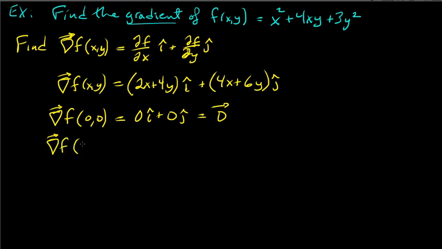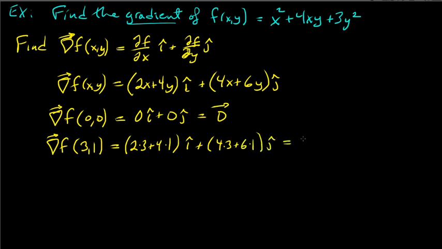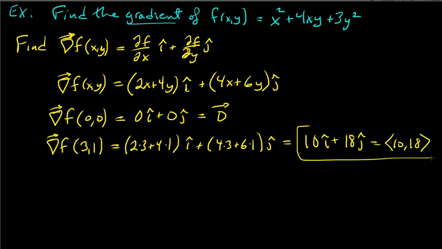But suppose I plug in the point, what was it, 3, 1? Yeah, 3, 1, which we did earlier. So now we get 2 times 3 plus 4 times 1, and that's in the i direction. And then 4 times 3 plus 6 times 1 in the j direction. So this is just the vector 10i plus 18j, or if you prefer, 10, 18 in component form. Like I say, I'm not picky here. So you can also write the 0 vector as just 0, 0.